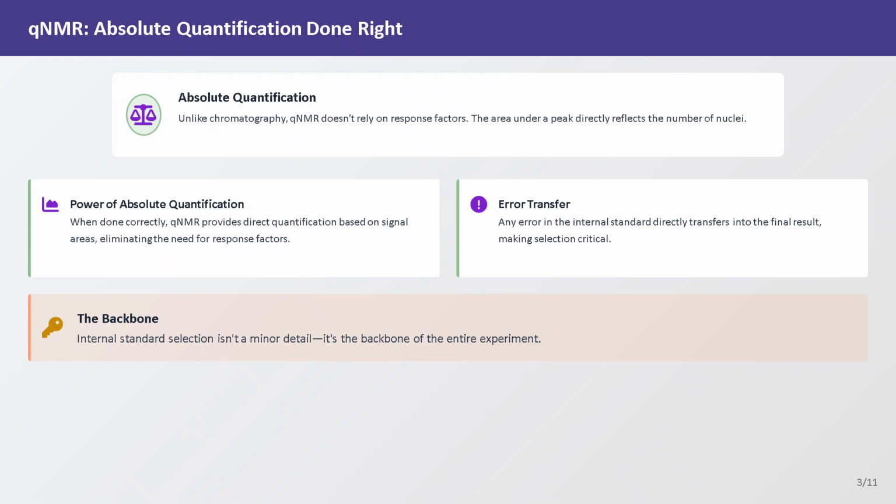One of the biggest strengths of qNMR is that it's an absolute technique. Unlike chromatography, there are no response factors or calibration curves. The signal area directly reflects the number of nuclei present. That's powerful, but it comes with responsibility. Because qNMR is comparative, any error in your internal standard, its purity, mass, or behavior, transfers directly into your final number. The internal standard isn't just important, it's the backbone of the entire experiment.